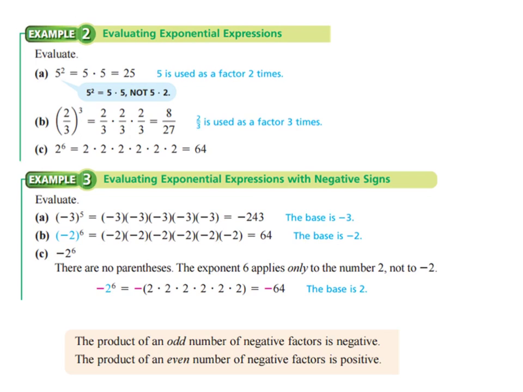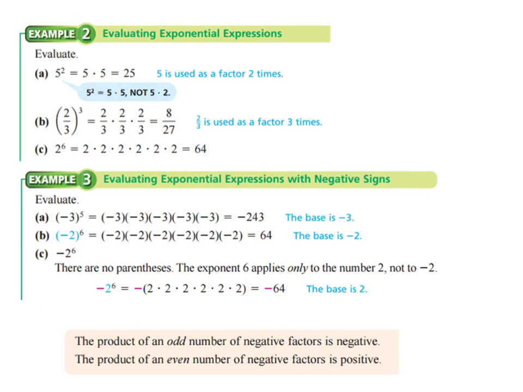Compare that to the negative 2 to the 6th, and there the negative is also repeated, but it's repeated 6 times, so since that is even, the negatives would all cancel out and we would just end up with 64. And then the third one there, just plain negative 2 to the 6th without any parentheses. Again, showing that in that case, the negative is not repeated 6 times. There's only the one negative. So you multiply the 2's together, you get 64. You still have that one negative out front.